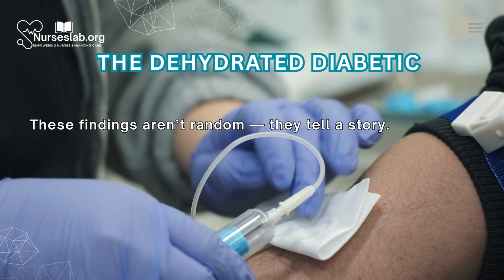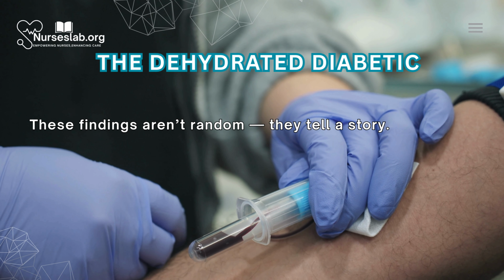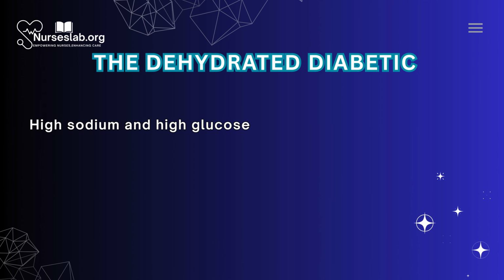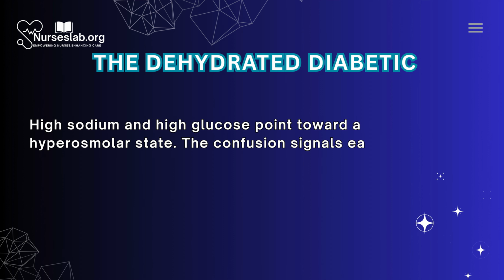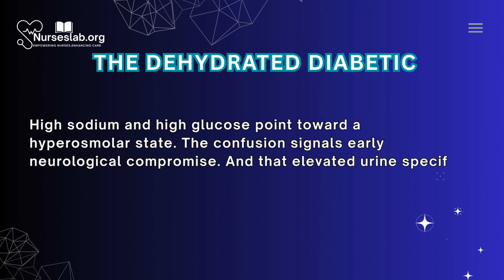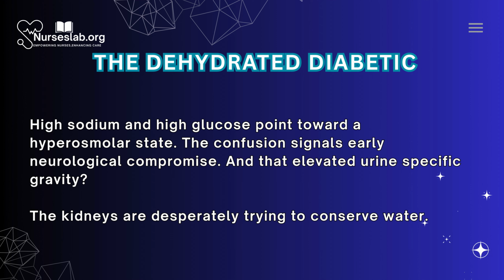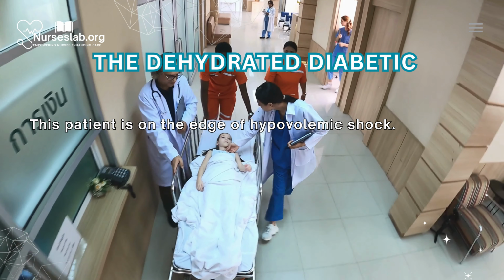Can you guess what the story of this patient is? Okay, let's see now. High sodium and high glucose point toward a hyperosmolar state. The confusion signals early neurological compromise, and that elevated urine-specific gravity, the kidneys are desperately trying to conserve water. This patient is on the edge of hypovolemic shock.